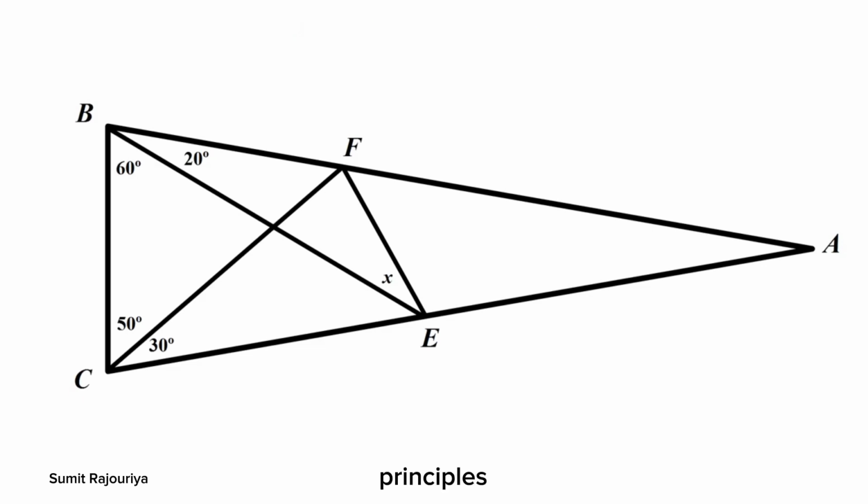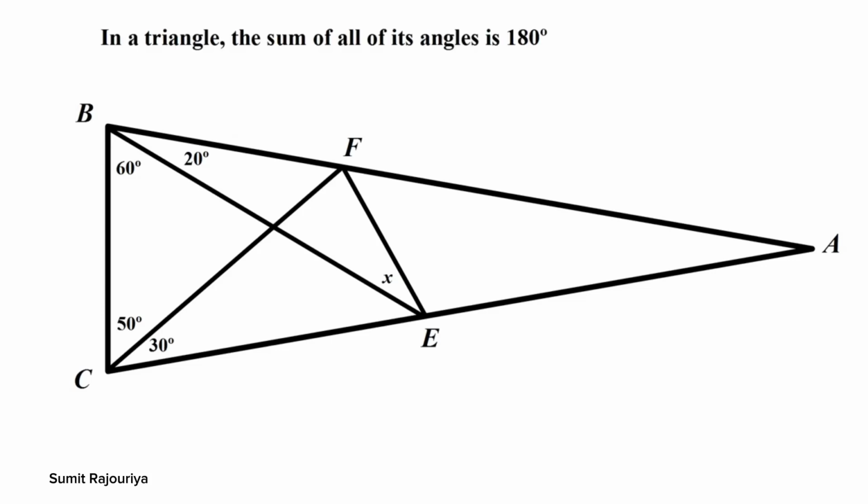There are two main principles we'll use to solve this problem. The first is that in a triangle, the sum of all of its angles is equal to 180 degrees. If we have a triangle where we know 2 of the 3 of its angles, we can use this information to solve for the third angle because we know all 3 angles together sum up to be 180 degrees.